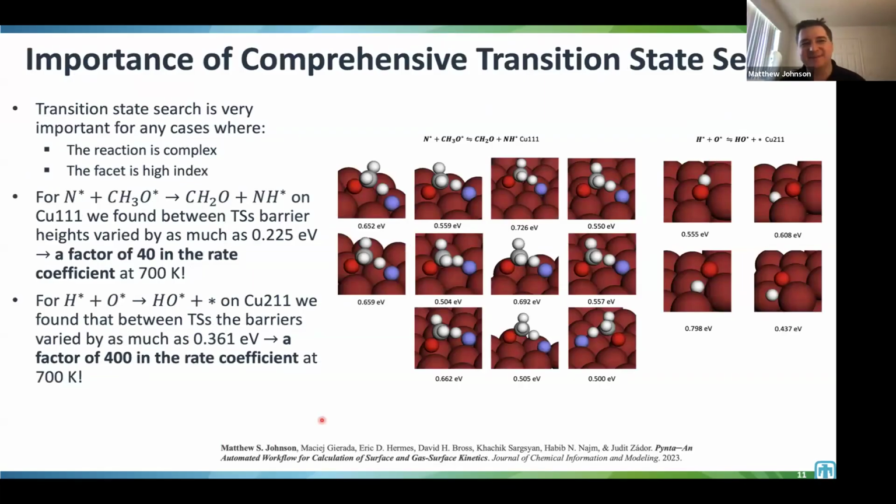This is really important, because this transition state search matters in almost any case if your reaction or your surface is even slightly complicated. Here, for just this hydrogen transfer on a simple facet, we get differences in barrier height of about 0.225 eV, which would be a factor of 440 in the rate coefficient at 700 Kelvin. And even for this simple OH dissociation on a high-index, but relatively simple, surface, these barriers varied by as much as 0.36 eV, or a factor of 400 in the rate coefficient at 700 Kelvin. So this is very important.